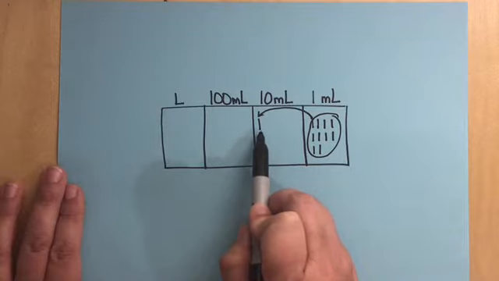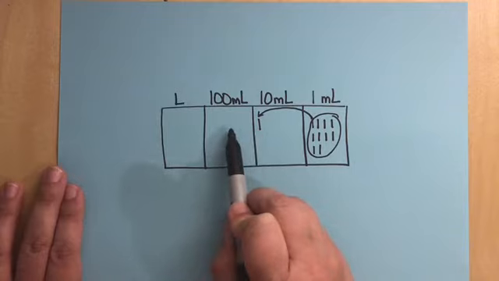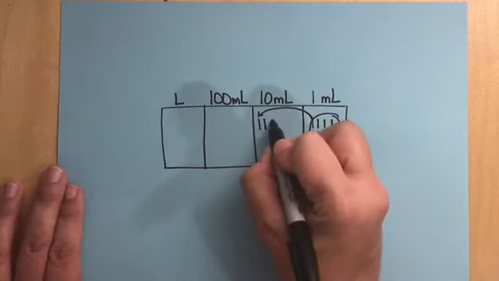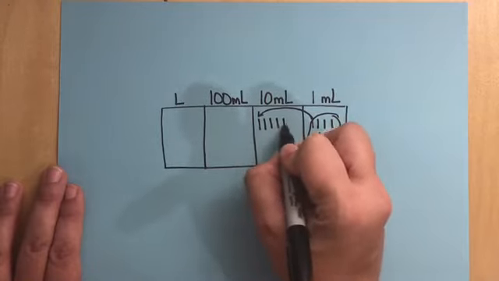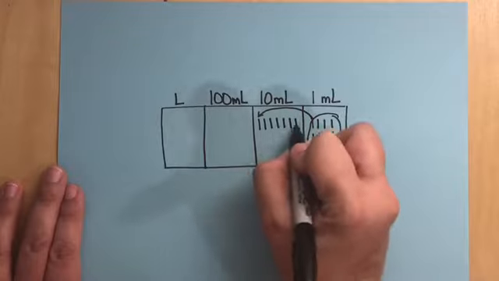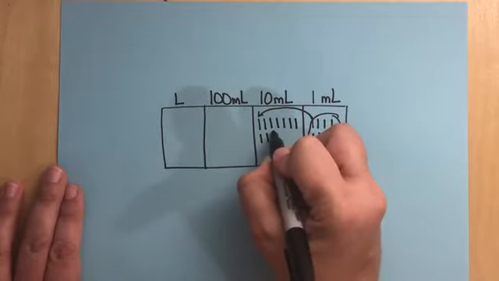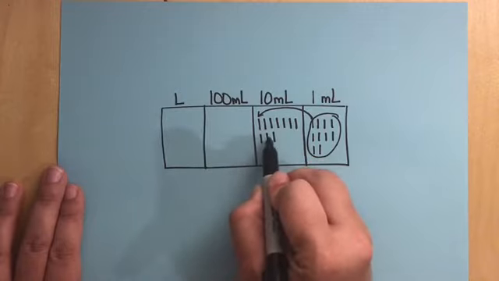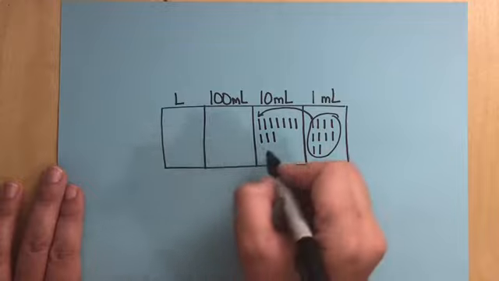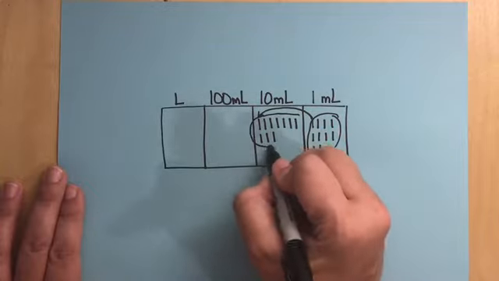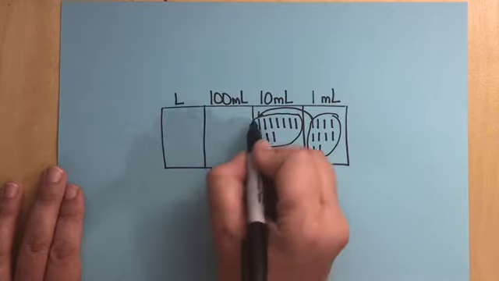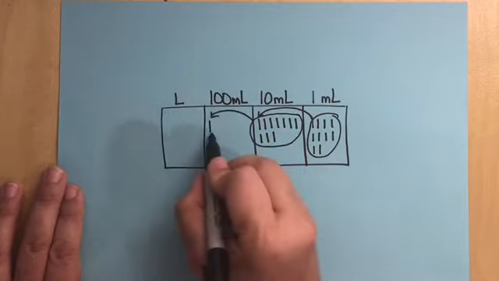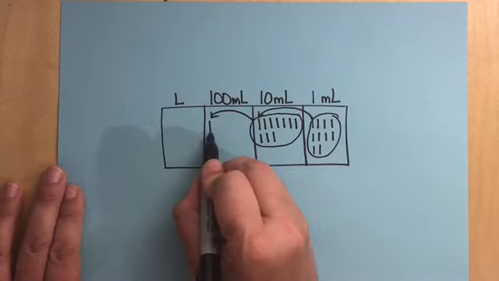How many 10 milliliters do I need to equal 100 milliliters? Let's do that and find out. So 10, 20, 30, 40, 50, 60, 70, 80, 90, 100. So I used 1, 2, 3, 4, 5, 6, 7, 8, 9, 10. Ooh, I used 10 again. So if I put all of these together, go ahead and circle yours too, and we put them over here into 1, then this right here would equal 100 milliliters.